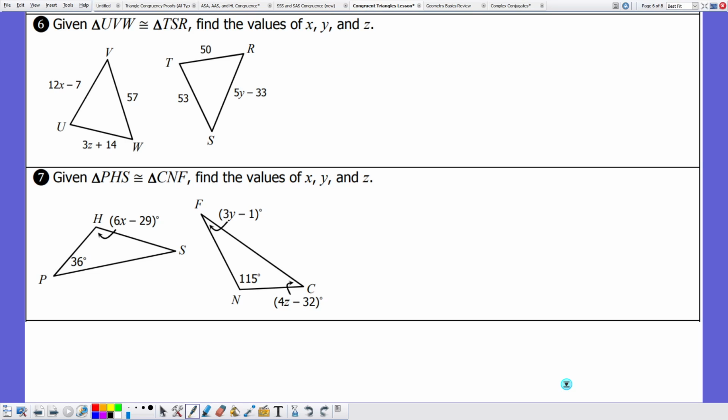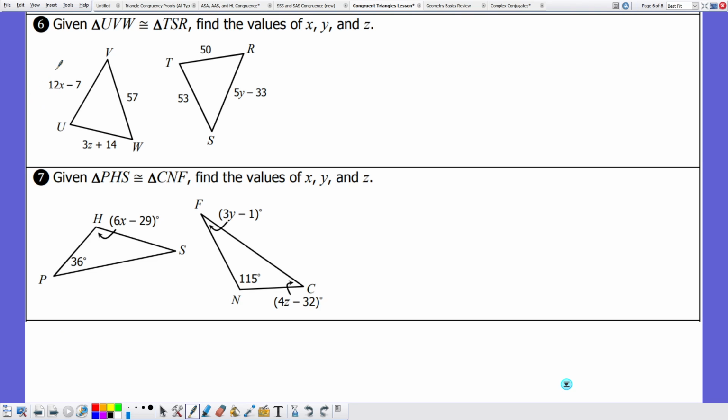Hello again. So now we have some triangle congruence problems involving a little bit of algebra in them. In this case, in problem 6, we're given that triangle UVW is congruent to triangle TSR, and it wants us to find the values of x, y, and z. Well, let's look at the side with x first.